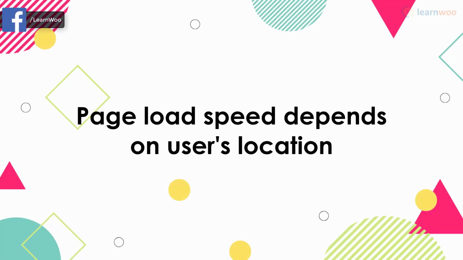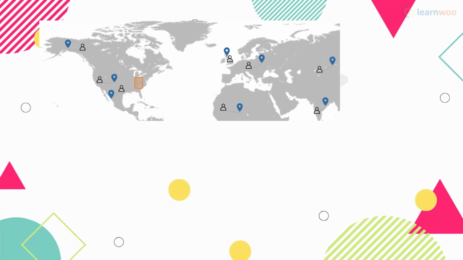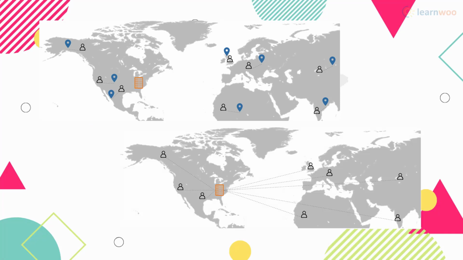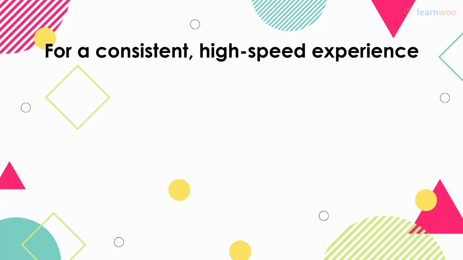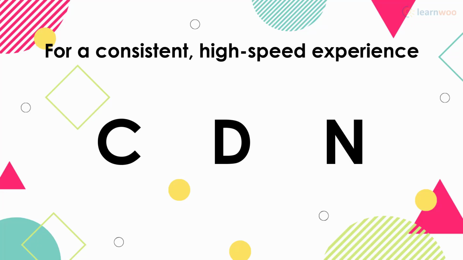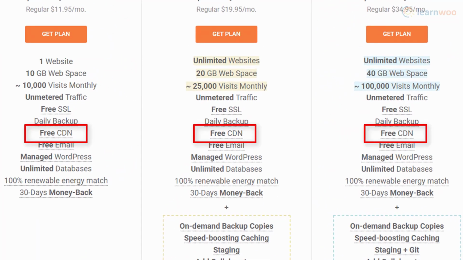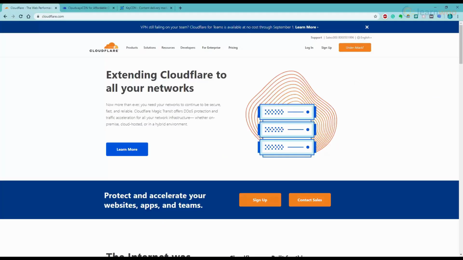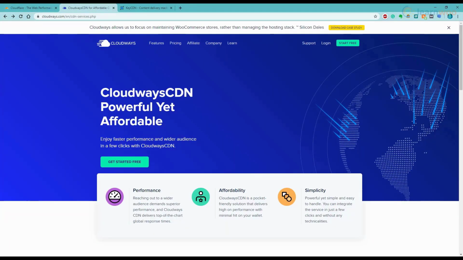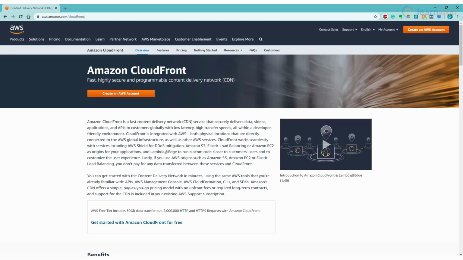Page load speeds also depend on where a user is searching from. A user who is located close to your server will see significantly faster speeds than one who lives in, say, another country. If you want a consistent, high-speed experience for all your users, you can use a content delivery network or a CDN. While some hosting providers include a CDN in their hosting plans, you can use third-party services like Cloudflare, Cloudways CDN, KeyCDN, and Amazon CloudFront.